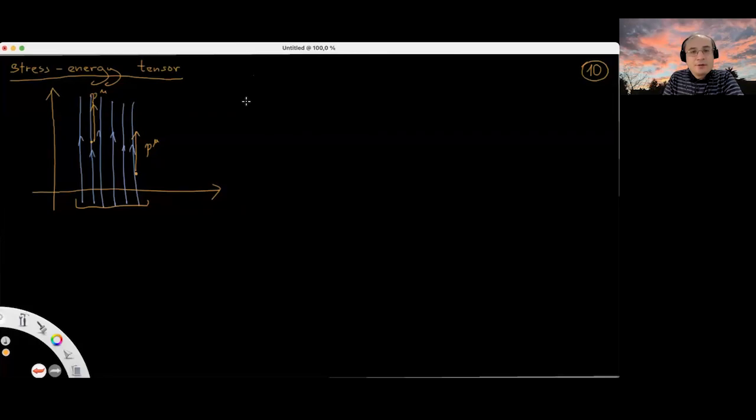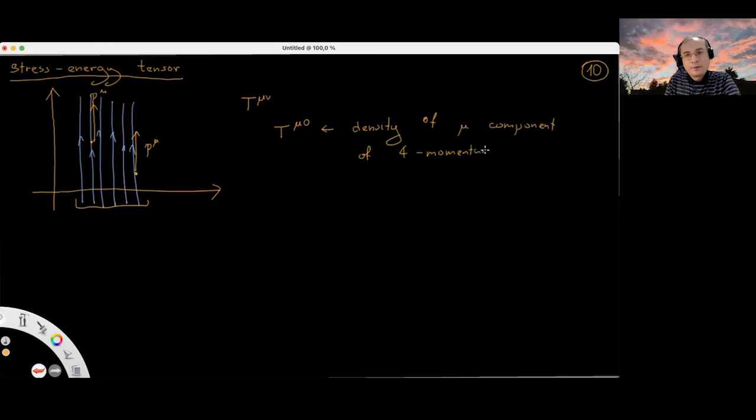So the stress energy tensor is a tensor of rank 2 with two upper components. It's usually denoted by T, and it's defined in the following way. T^{μ0} is the density of the μ component of four momentum, and T^{μi} is the flux of the μ component of four momentum of a particular fluid element through the x^i equals constant surface.